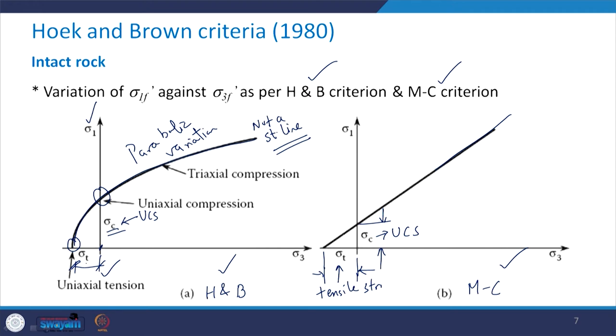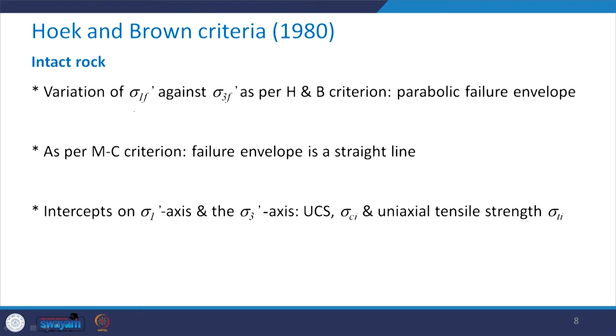If you compare these two criteria, one is a straight line, the other is a parabolic variation. Why is it more commonly adopted in case of rocks? Because most of the time when you conduct the triaxial test on the rock, this is the kind of variation that you will get and not the straight line. As I mentioned, the variation of sigma 1f against sigma 3f as per Hoek and Brown criterion is a parabolic failure envelope. In case of the Mohr Coulomb criterion, it was a straight line, and the intercepts on the sigma 1 axis and the sigma 3 axis gave us respectively the UCS of the intact rock and the uniaxial tensile strength of the intact rock.